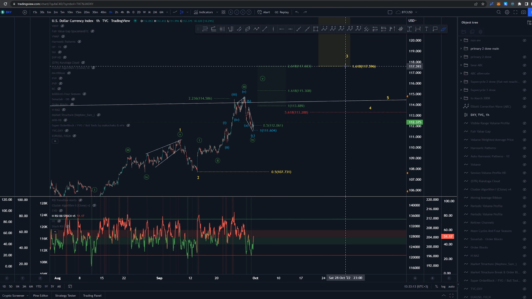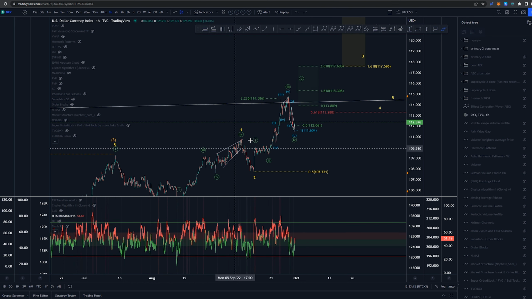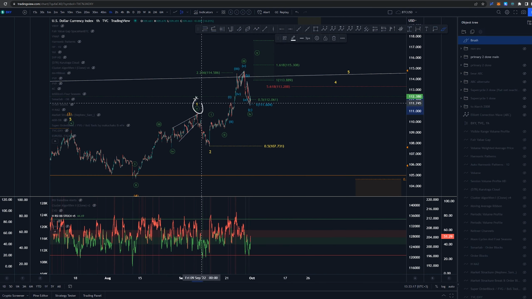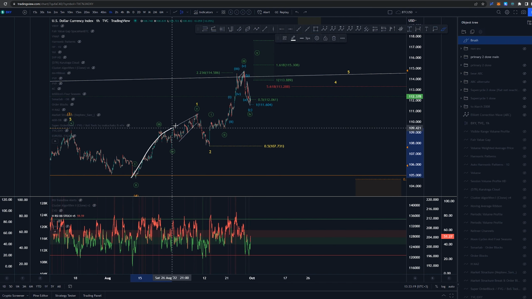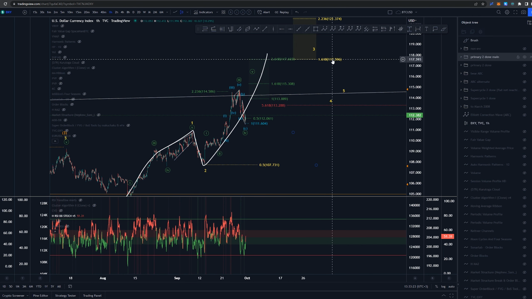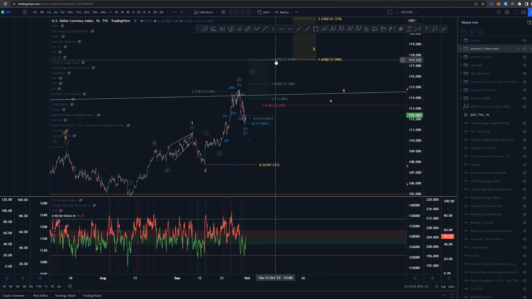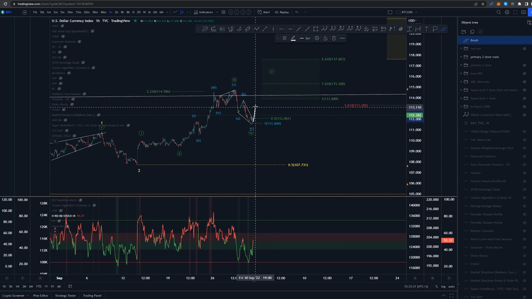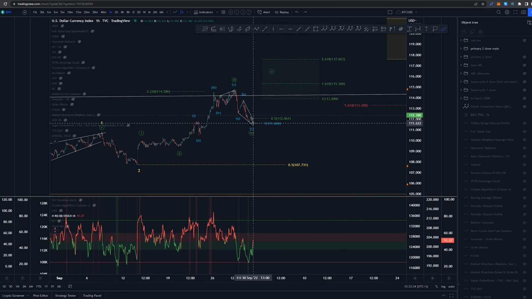Now this would fit the target of this higher degree, minor 1, very perfectly. This would be wave 1, 2 and 3. You see the 1.618 is right there, where we have the 2.618 here. That is very good confluence to me. So we'll see how this turns out, this possible five-wave move from the lows.